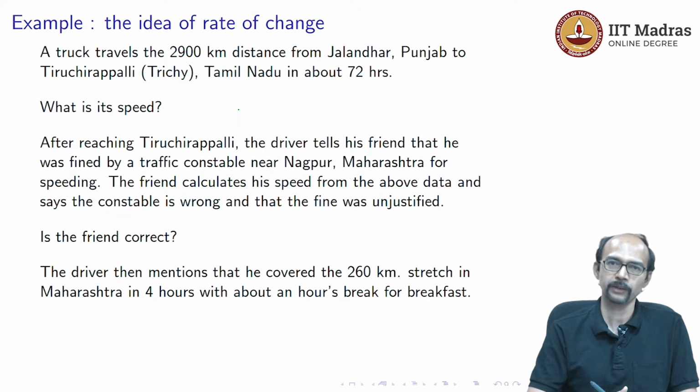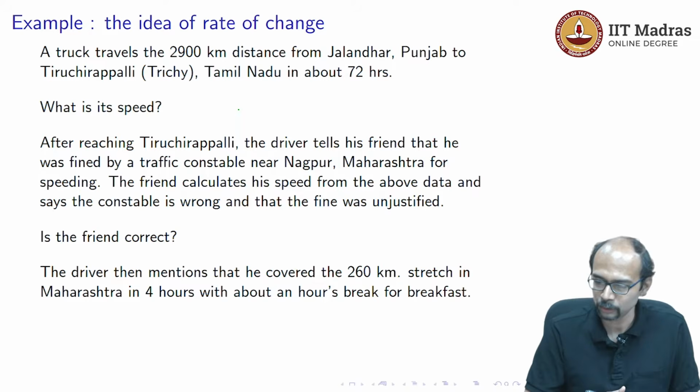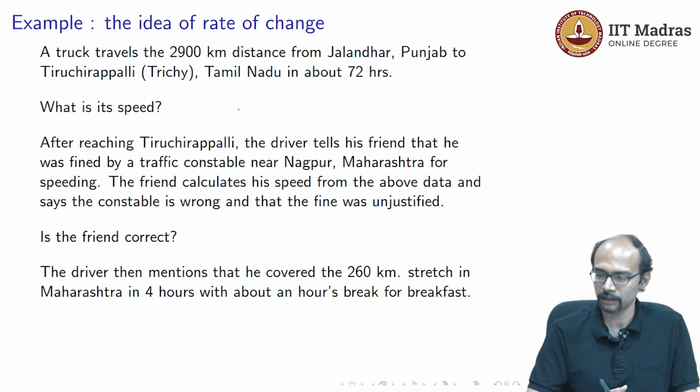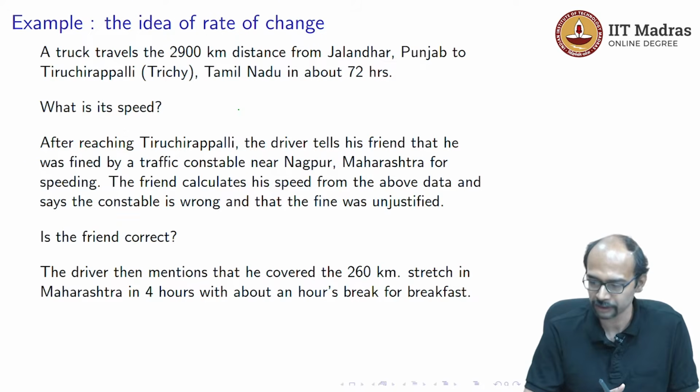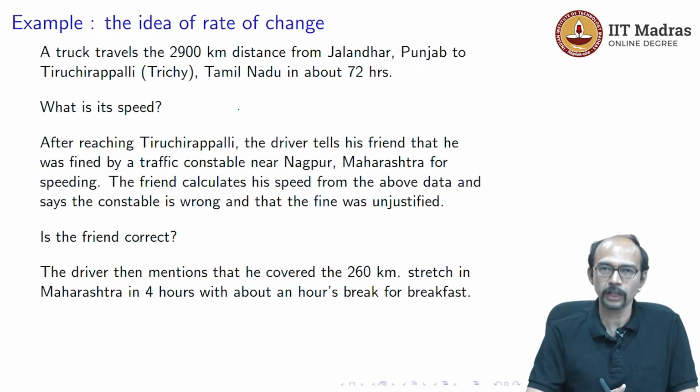Aha. So, now we have a different data. As you know, Nagpur is in Maharashtra, and that means within Maharashtra the truck was travelling at a much higher speed than the rest of the journey. So, what was the speed there? If you calculate, you will probably have gotten 260 by 3 kilometers per hour, which would be something beyond 85 kilometers per hour, maybe something like 86 kilometers per hour, which is well above the speed limit.